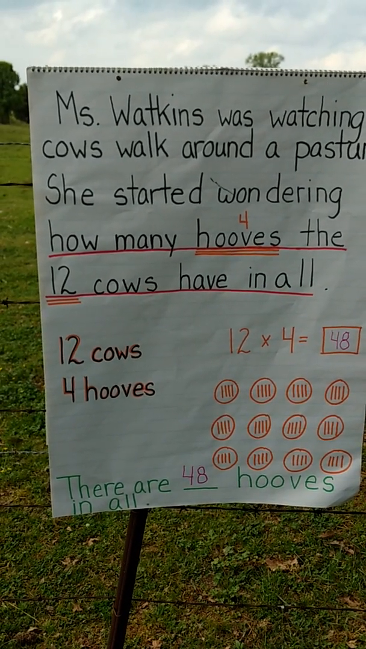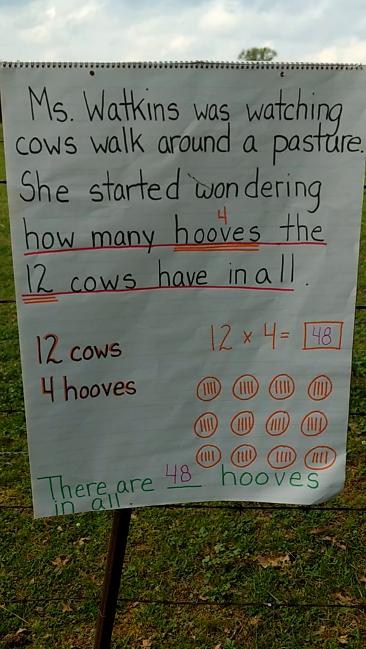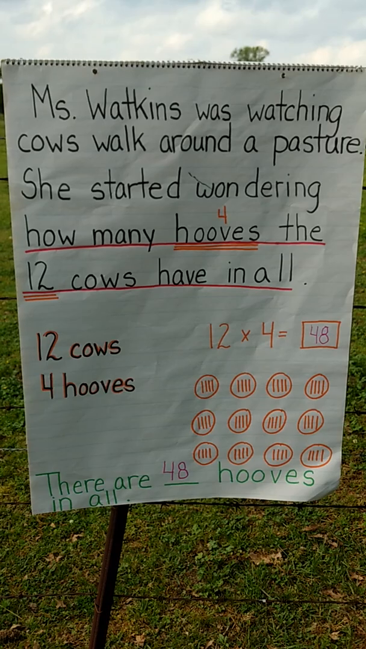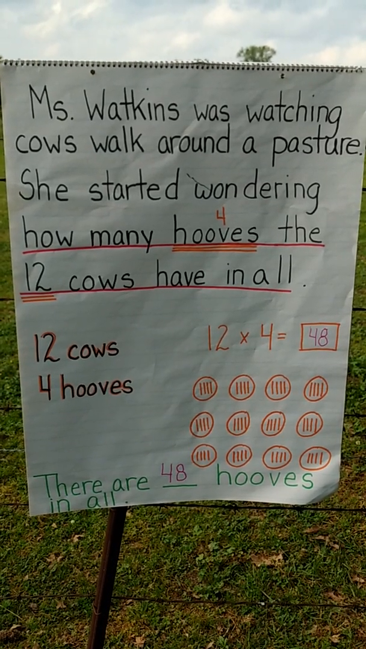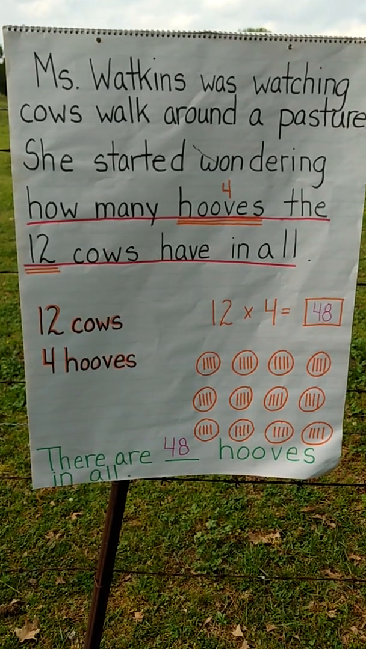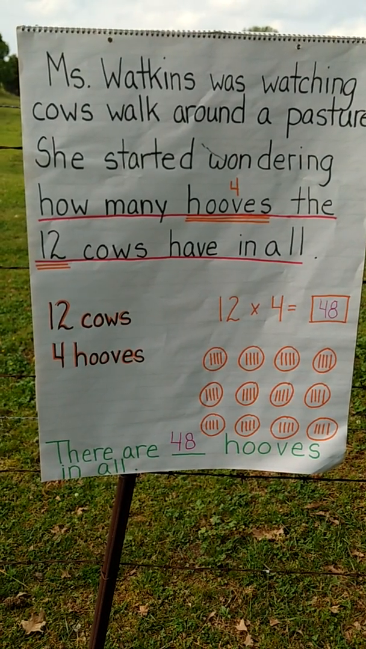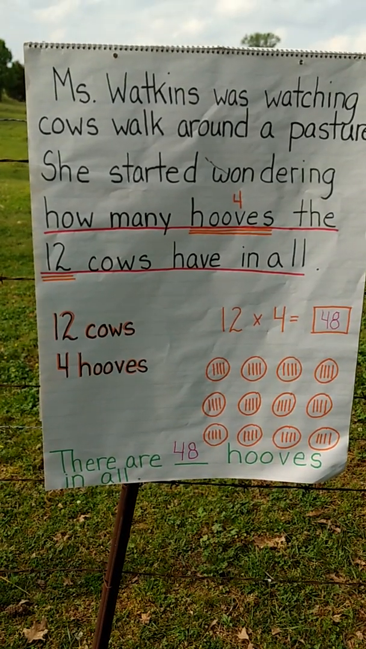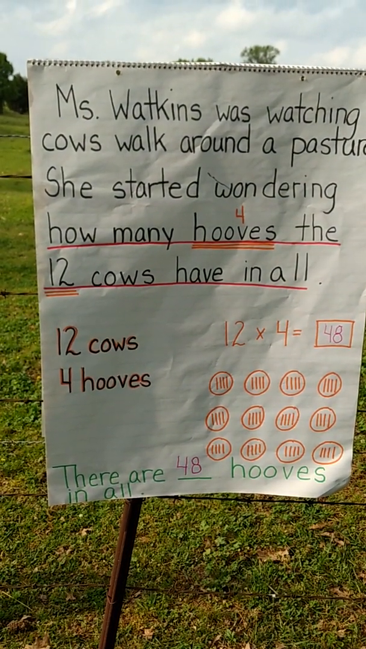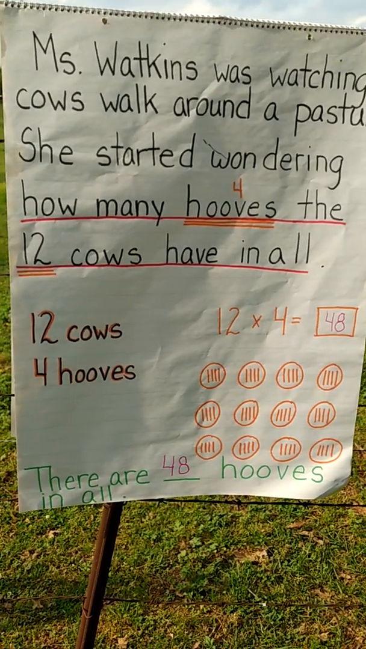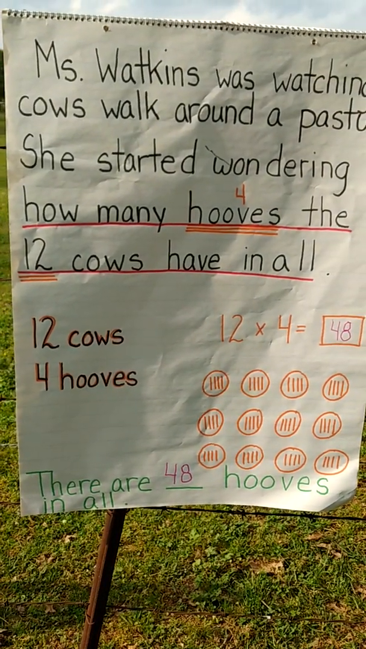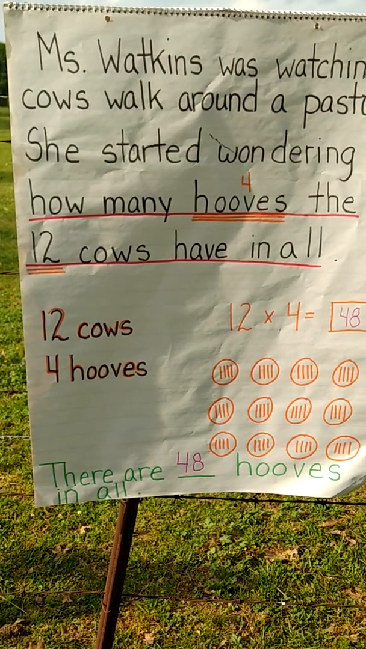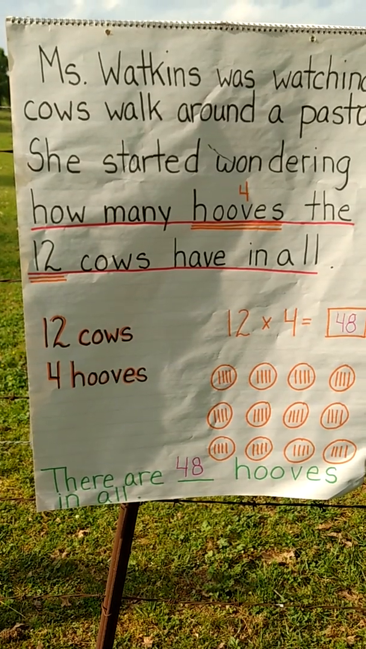So now I can come up with my multiplication problem, which would be 12 times 4, because I have 12 groups, which would be the cows, and 4 hooves apiece. So when I draw that picture out and then I count them, I will see that I have 48 in all. So that tells me that there were 48 hooves in all. So now I have to take that answer and create a word answer. Because it's a word problem, I need to write a complete sentence. So I see here that it is, there are 48 hooves in all.